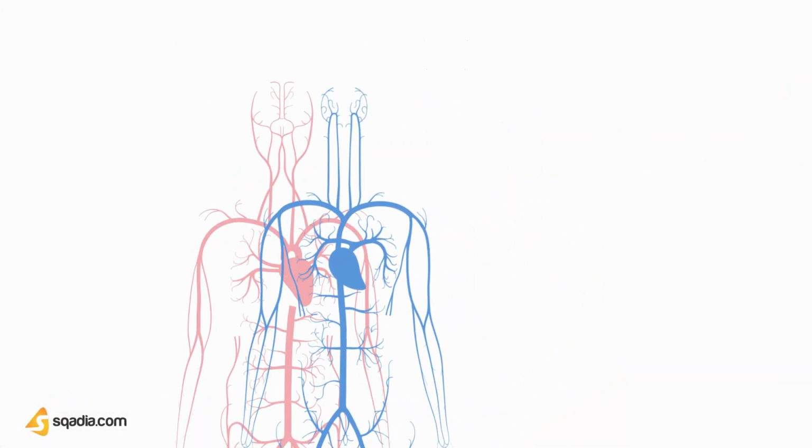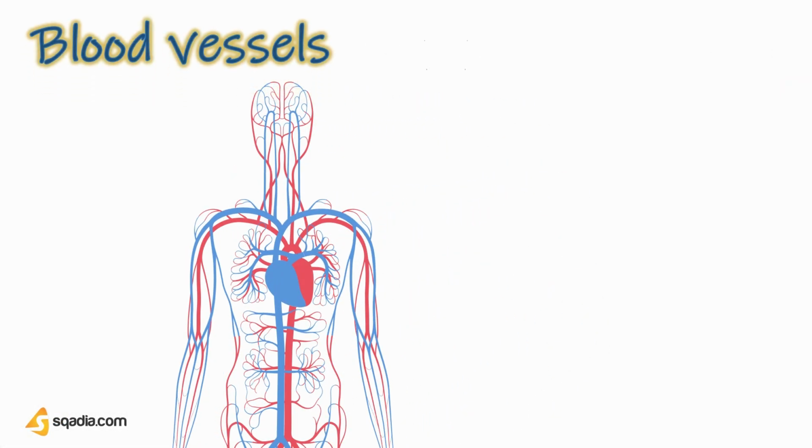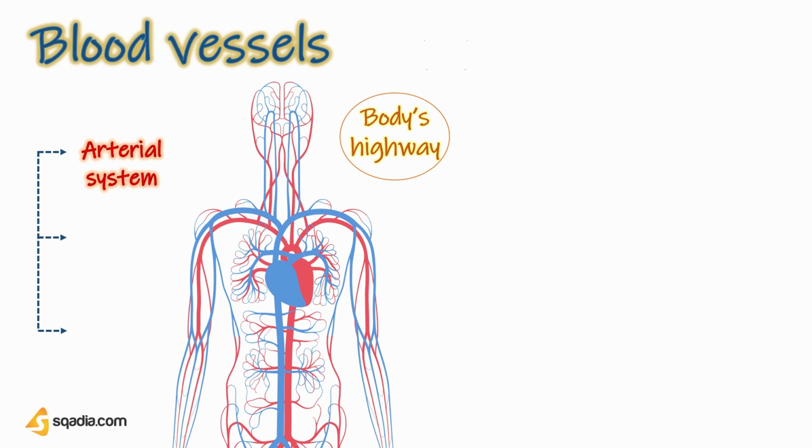Now the third part of the cardiovascular system is blood vessels. Blood vessels are the body's highways that allow blood to flow quickly and efficiently from the heart to every region of the body and back again. This blood vasculature of the body can be broadly classified into the arterial system, capillaries, and venous system.